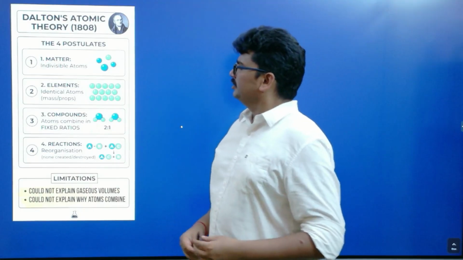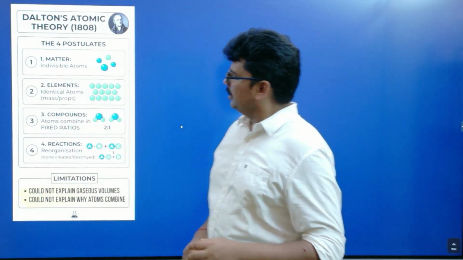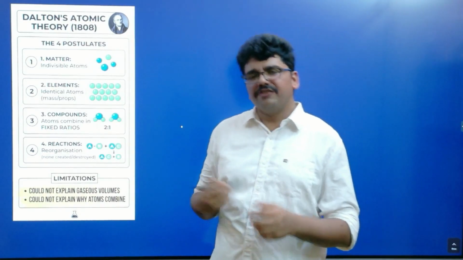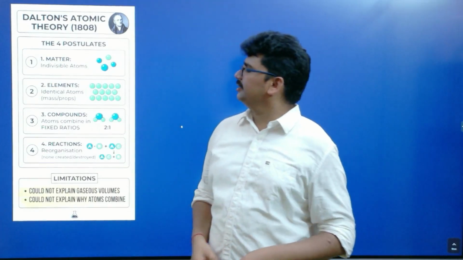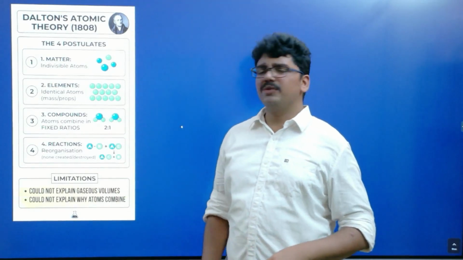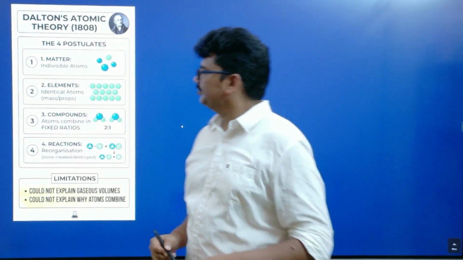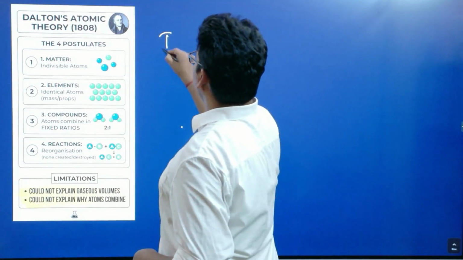The second postulate is that the atoms of the same element have the same properties. Atoms of different elements have different properties. That is the second postulate of Dalton's atomic theory. So even for this postulate, there is an exception. For example, I am taking isotopes.